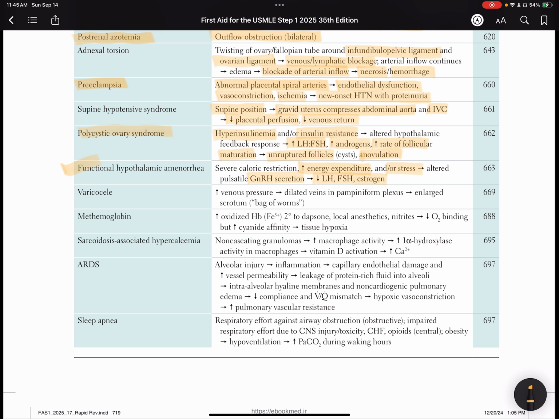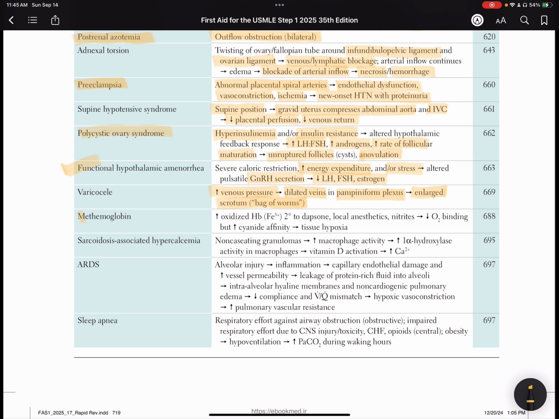Next condition is varicocele. Varicocele is increased venous pressure, dilated veins in the pampiniform plexus, enlarged scrotum, bag of worms.